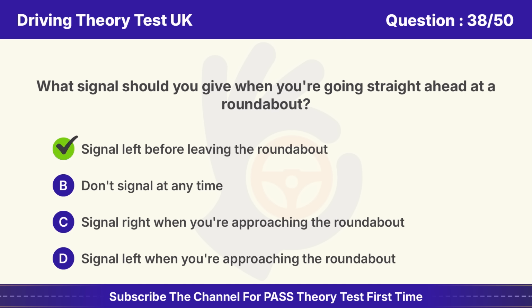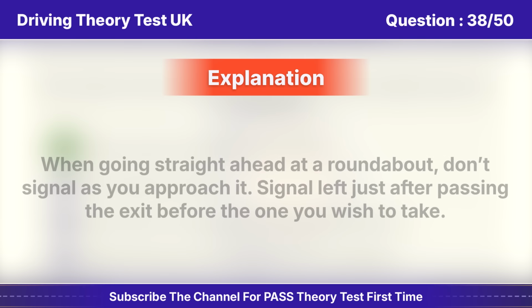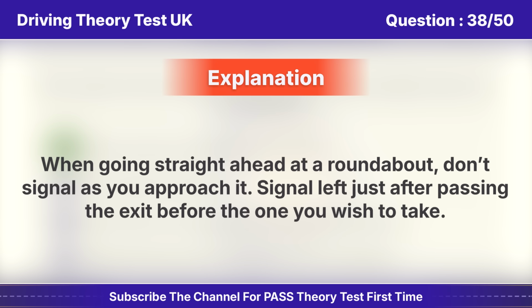Answer is A. Signal left before leaving the roundabout. When going straight ahead at a roundabout, don't signal as you approach it. Signal left just after passing the exit before the one you wish to take.